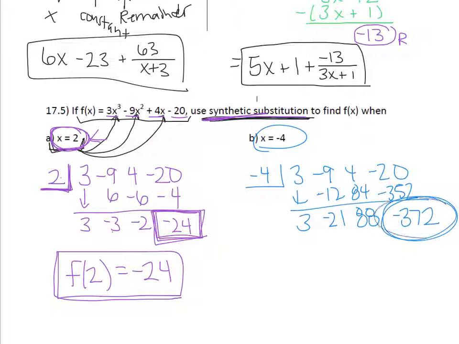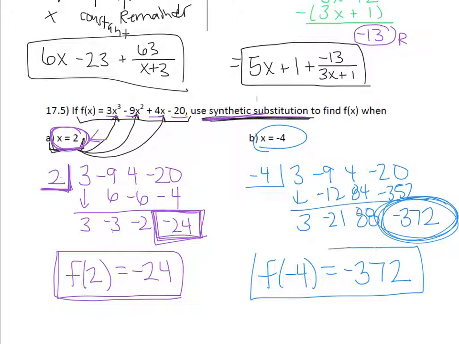So what that means is when I solve f of negative 4, when I plug in negative 4 to my polynomial, I'm going to get a negative 372. So just another method of evaluating polynomials when you're given a value.